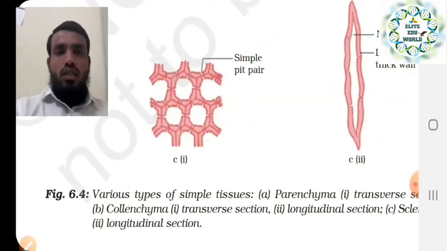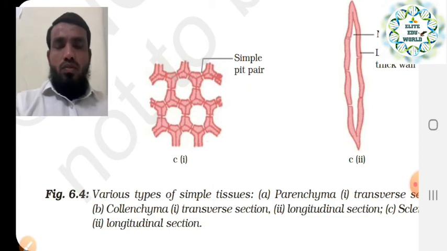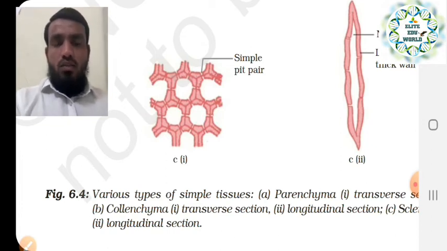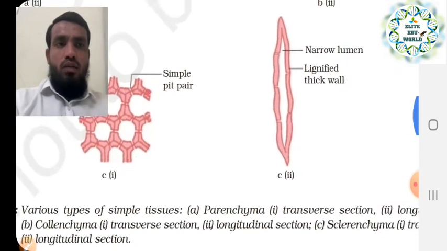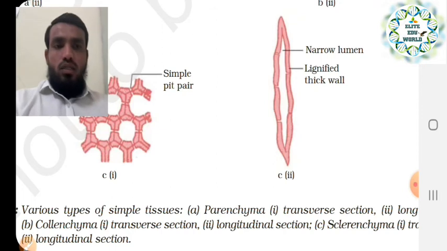So this is the microscopic view of the third type, sclerenchyma. Here the cell walls are very dense, and because the cell walls are very dense, the intracellular space inside the cell is very thin. That is why it looks like very narrow cells. So that is the third type of simple permanent tissue, called sclerenchyma.